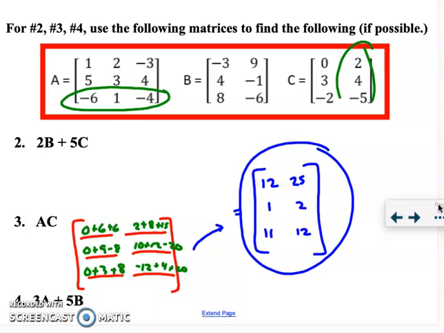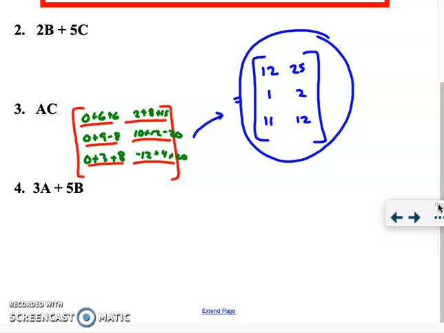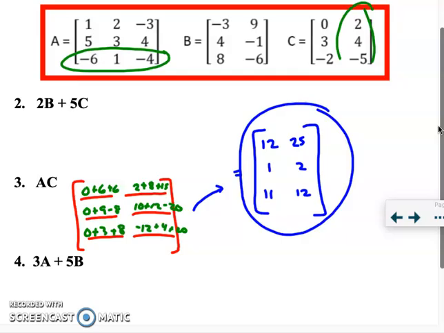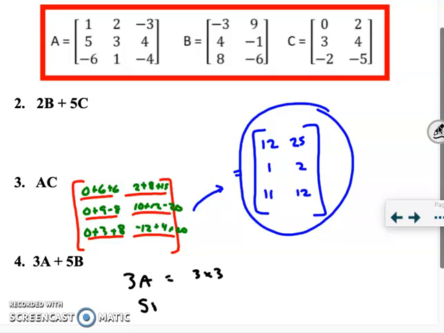So to finish this thing up, last one that we're supposed to look at is 3A plus 5B. Now we could jump right in and start scaling through and figure out 3A and 5B. But I know that 3A is going to be a 3 by 3 matrix. 5B, after I scale a 5, is still going to be a 3 by 2 matrix. So since these do not have the same order, we would have to say that that sum does not exist. Again, this is not possible.